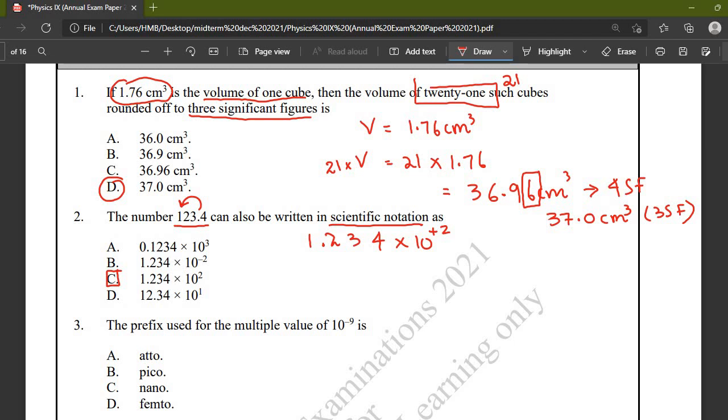Then we have question number 3. The prefix used for the multiple of 10 raised to the power minus 9. This is as simple as the value 10 raised to the power minus 9, and we know that it is equal to nano. So the correct answer for question number 3 will be option C, nano.